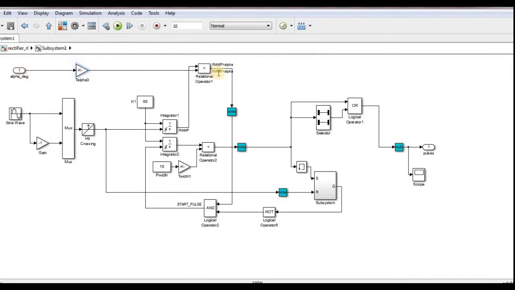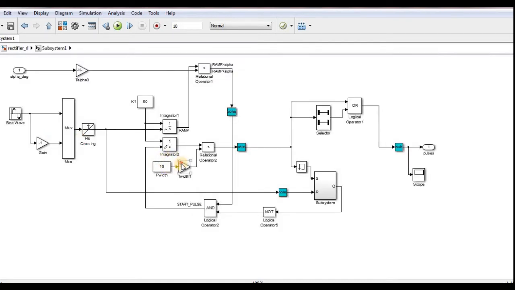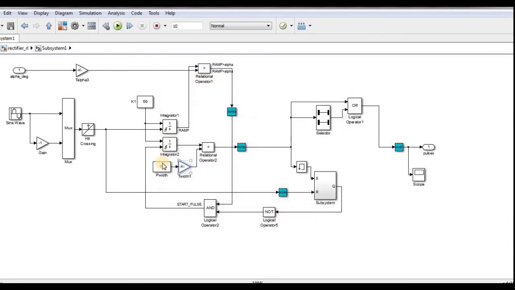So this angle I am comparing with the ramp. The ramp is generated by the integrator of this generator, and pulse width. I want only 10 degrees of pulse width, because the thyristors require only a pulse. It does not depend on the pulse width. So this is the pulse width. Pulse width also I converted into 360 degrees angles, and this is the relational comparator. So the ramp and this, whenever it is comparing, the pulses are generated.